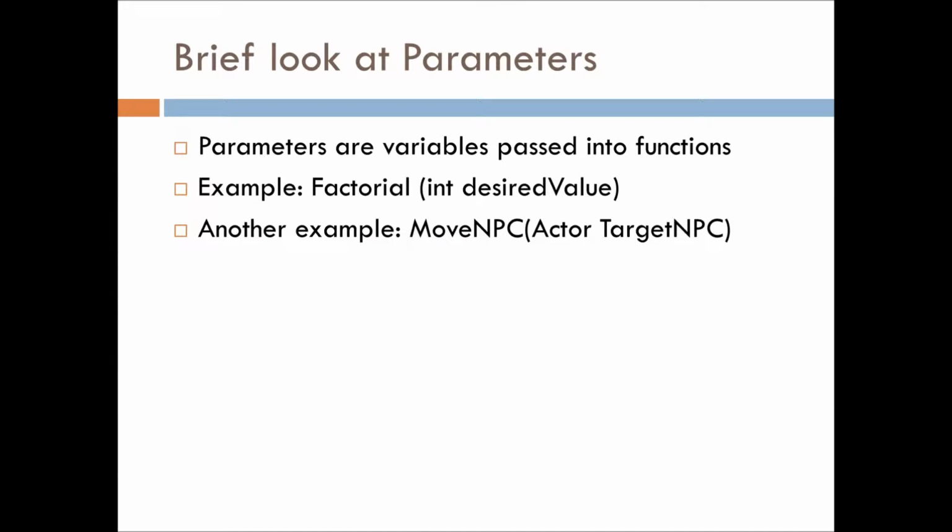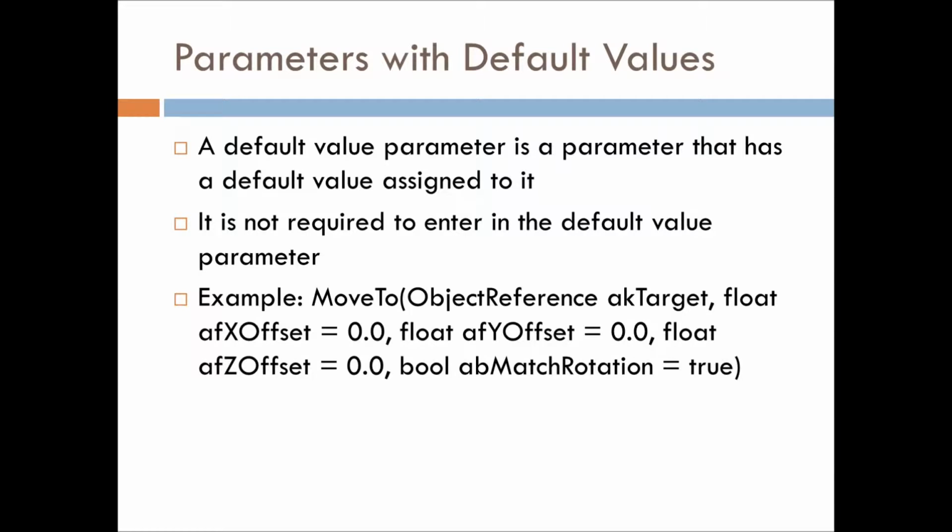So, let's just do a brief relook at parameters. It's been a while since the variable section. Parameters are basically variables passed into the functions. We've seen it with factorial. If you've used any sort of move to or anything like that, you would have noticed you had to enter in the actor or object you're moving. Here's just some move NPC function I thought of randomly, and you give it a target NPC to move this to.